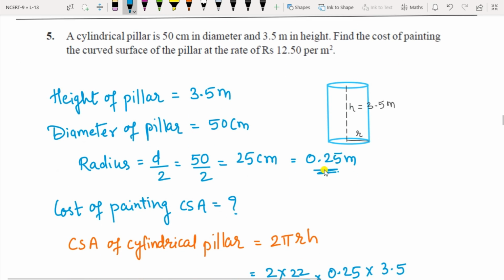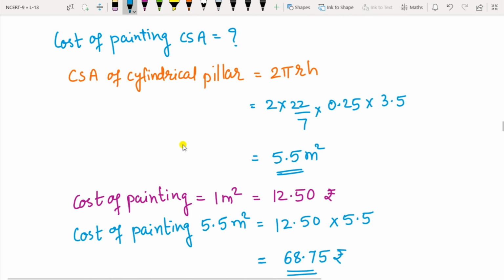Right? Question 5 here is, this is a cylindrical pillar of 50 centimeter as the diameter and 3.5 meter as the height. Find the cost of painting the curved surface area of the pillar at the rate of 12.50 per meter square. So only the curved surface they are asking. So the height of the pillar is 3.5, diameter is 50 centimeter, radius is 25. Convert into meter. So first find the curved surface area of the cylindrical pillar as 2 pi RH. Substitute the values, you get 5.5 meter square.